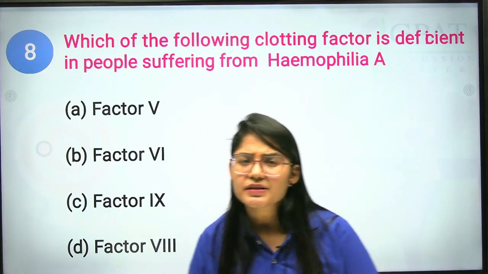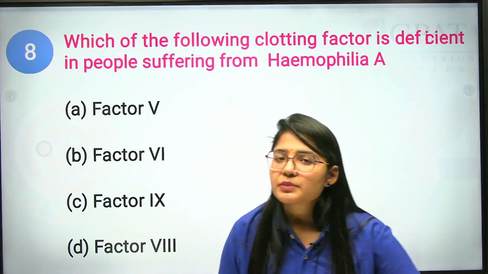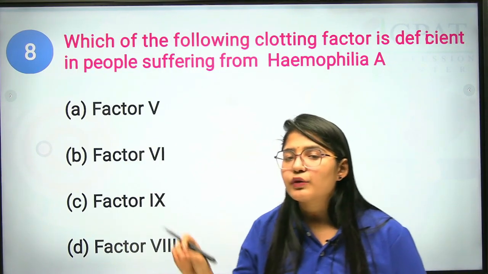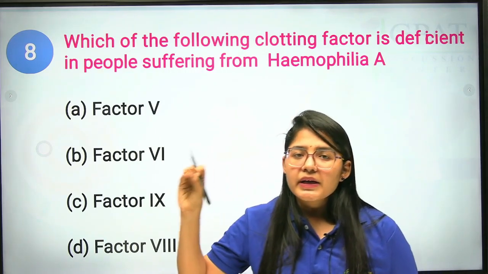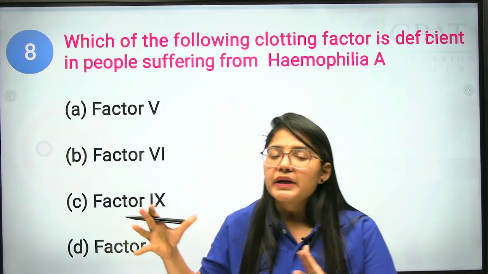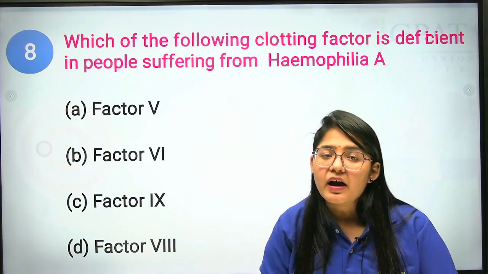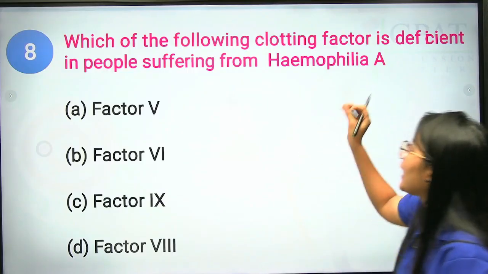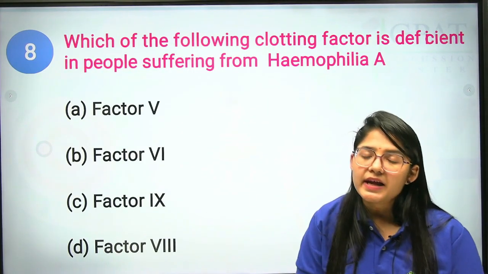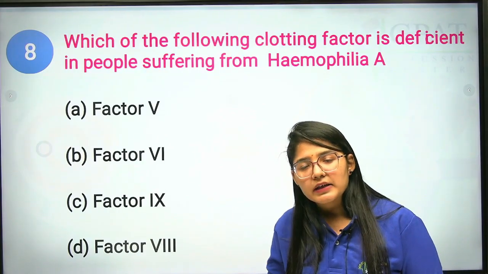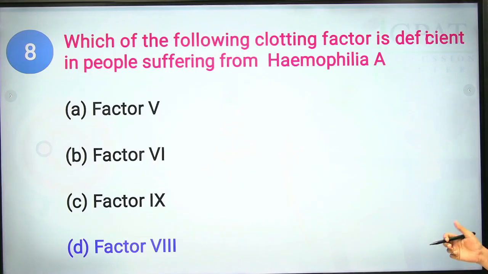Clear? Okay. Next question. Which of the following clotting factors is deficient in people suffering from hemophilia A? Before, in some questions, I gave you a small trick regarding anti-hemophilic factor. That was factor number 8. So if factor number 8, which is known as anti-hemophilic factor, is absent in a particular person, then they can suffer from hemophilia A. Clear? That is as simple as that.